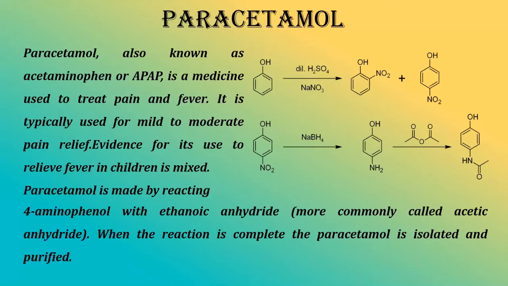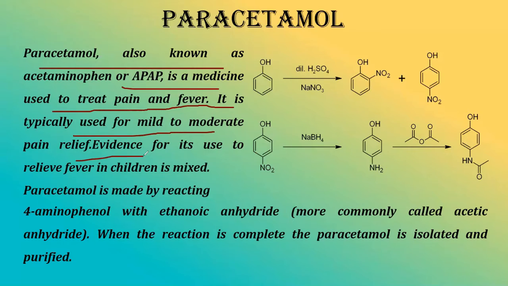So this was aspirin. Let us go for paracetamol, which is very important for us in this COVID time. Paracetamol, also known as APAP or acetaminophen, is used to treat pain and fever. It is typically used for pain relief, and it can be used by children also. 4-aminophenol and ethanoic anhydride, when reacted with each other, form paracetamol. Let us see what happens.